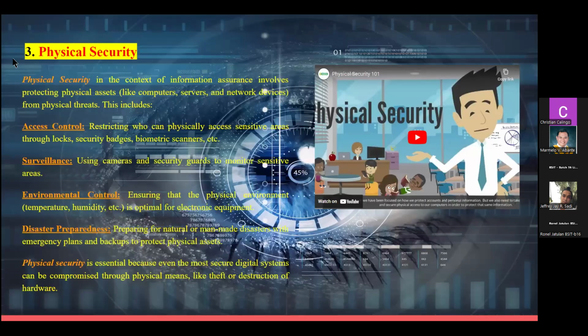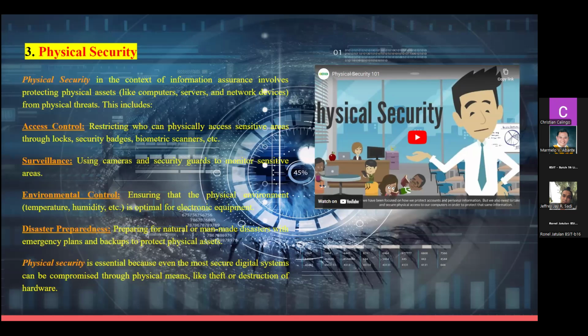Physical security. Physical security in the context of information assurance involves protecting physical assets like computers, servers, and network devices from physical threats. This includes access control, restricting who can physically access sensitive areas through locks, security badges, biometric scanners, etc.